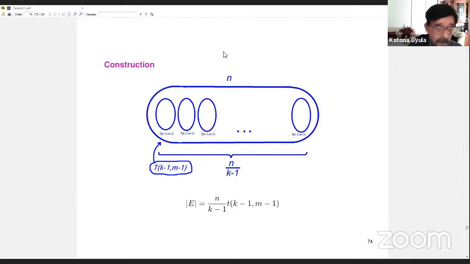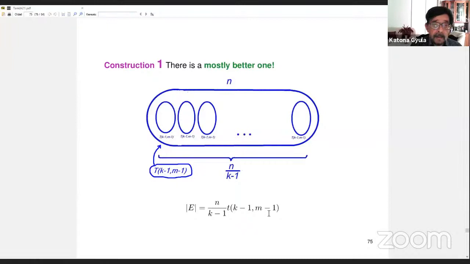So we can mimic the construction for the Erdős-Gallai theorem, namely take vertex disjoint copies of this special graph, the Turán graph. And if it is divisible, now we have this many copies, and then the number of edges will be this times the number of edges in one of them. So this is construction one.